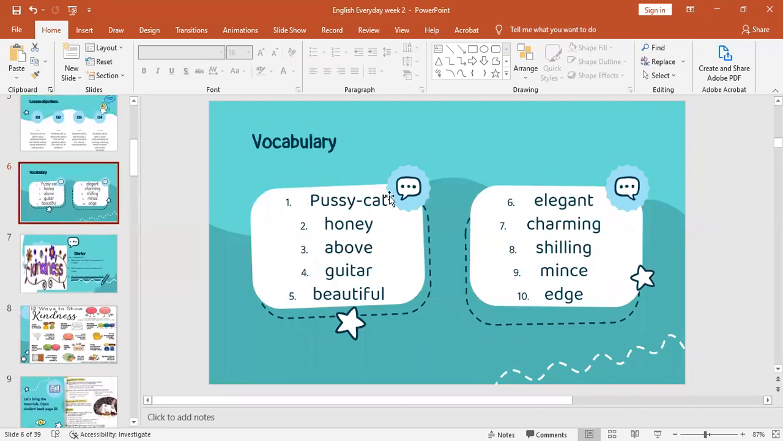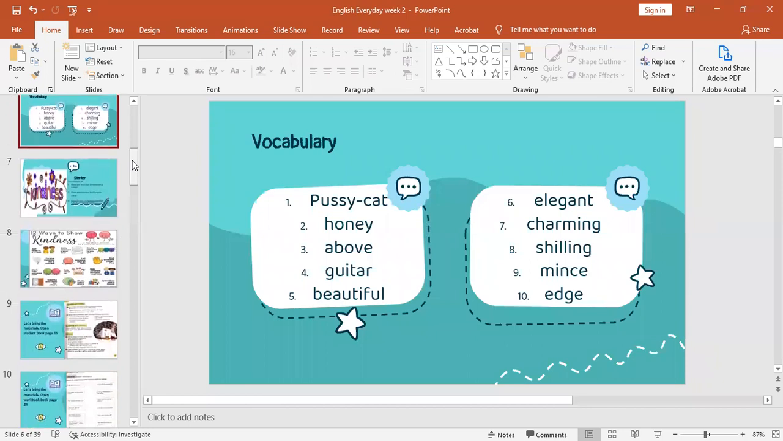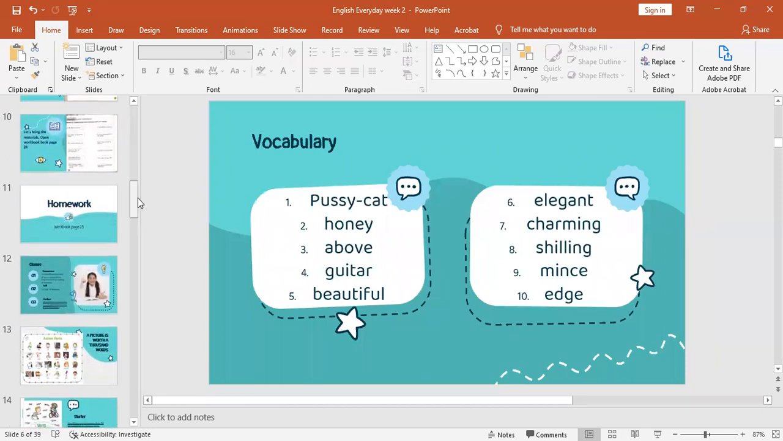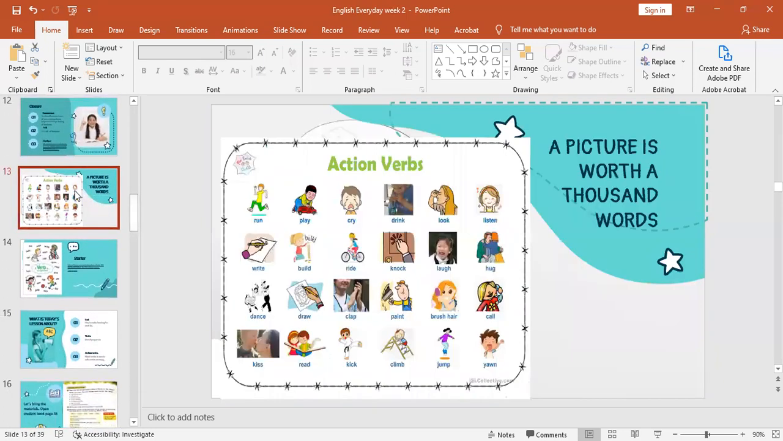Remember, number one, pussycat, honey, above, guitar, beautiful, elegant, charming, shilling, means, edge. These 10 words are our spelling words for the week. All right, moving into what we have today.